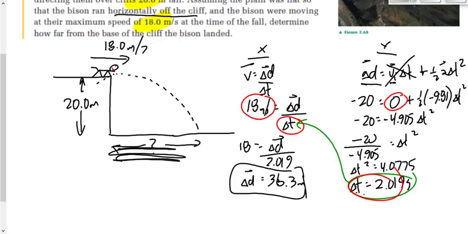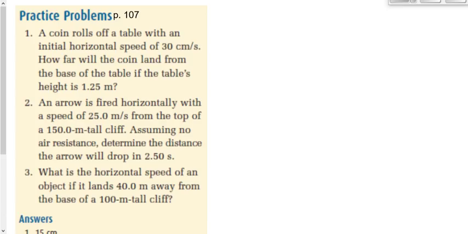Okay, what I'd like you to do then here is to take a look at these 3 questions on page 107 of your textbook. Feel free to snap a photo of this or just look at it on the board.